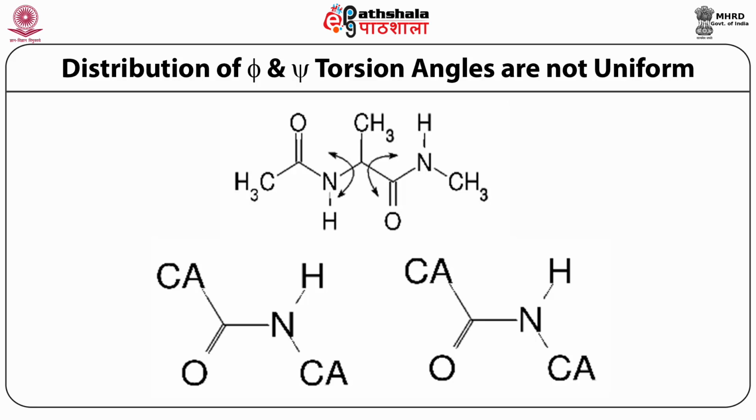So this is acetyl alanyl methylamide, or something which they call the alanine dipeptide. It's a very simple molecule, and you have the phi, the psi, and the omega torsion defined in this. There are two omegas, of course, one at the beginning, one at the end, and the central phi and psi.